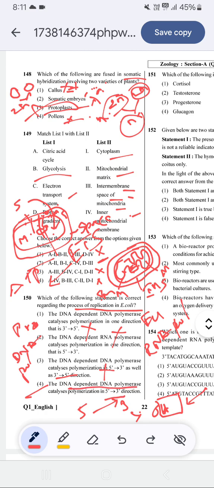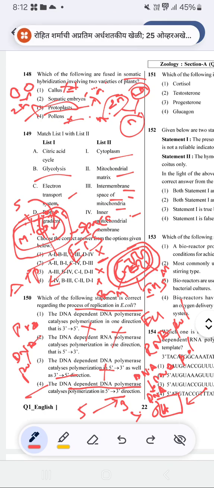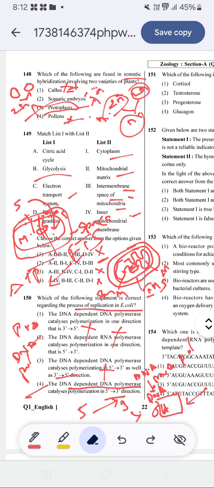Why is it called DNA dependent DNA polymerase? Because from a single DNA we are getting another DNA with the help of DNA polymerase enzyme. So this process is DNA dependent DNA polymerase. In eukaryotes we can say DNA dependent RNA polymerase. This is in eukaryotes and this is in prokaryotes. Okay.